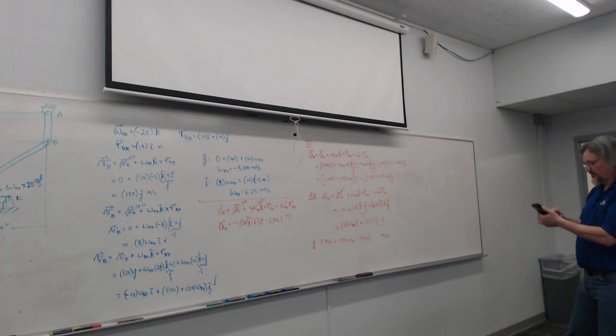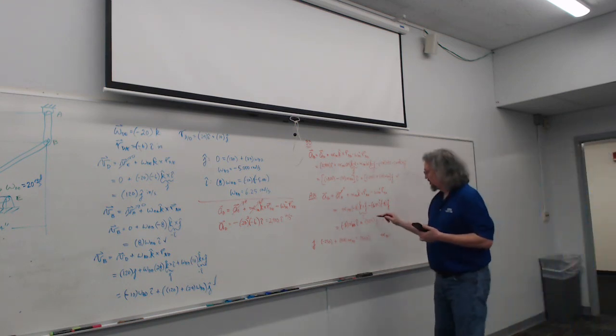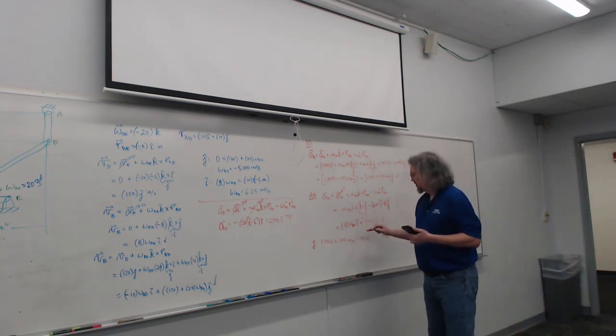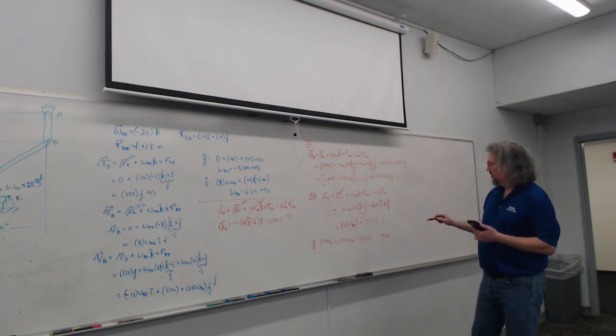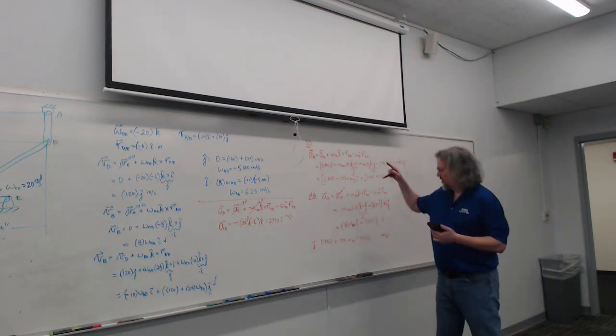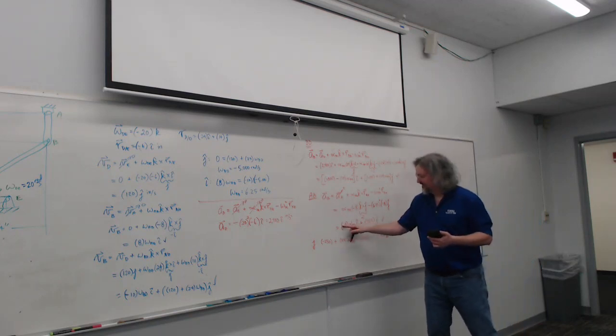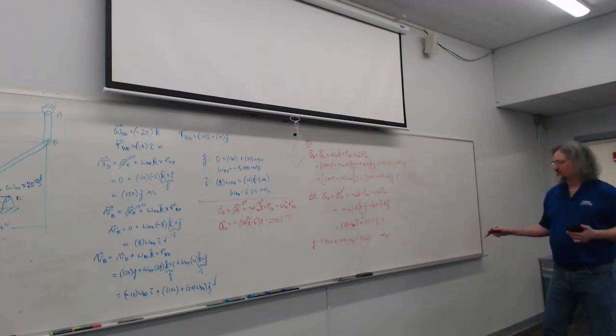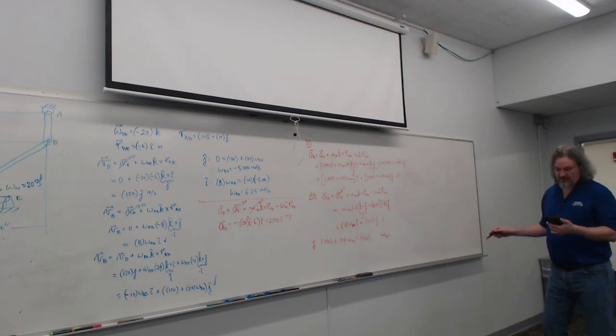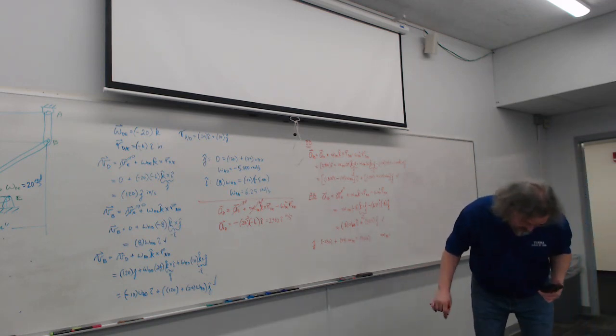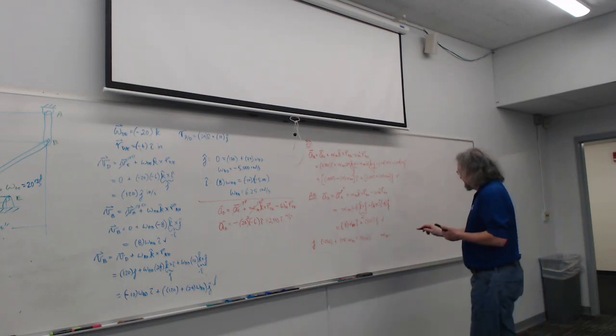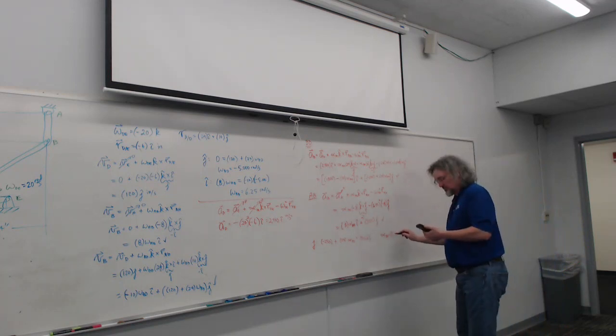Dr. Dio? Yep, what did you write? Isn't K cross J negative I? You're right. Thank you. Remember what did I say the answer was going to be? Yeah, it's got the right answer. 23.44 radians per second squared.